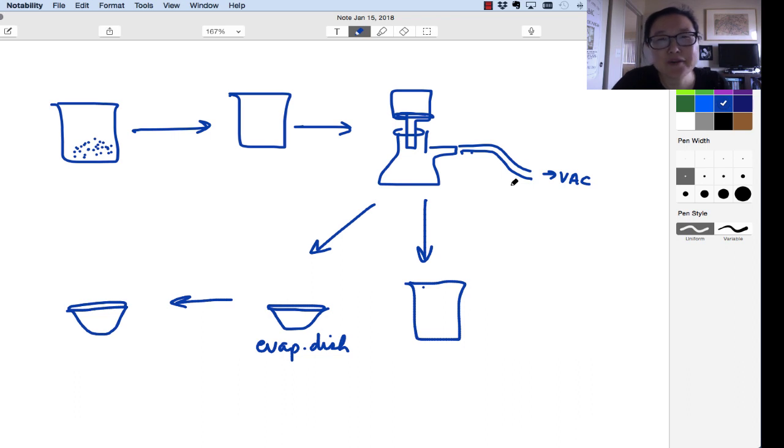Hi everyone, this is an overview of the separation of a ternary mixture laboratory experiment. The main objective of this lab is to take a solid, which is composed of three substances, and to separate each of those substances so you know the percent of each compound in the mixture.